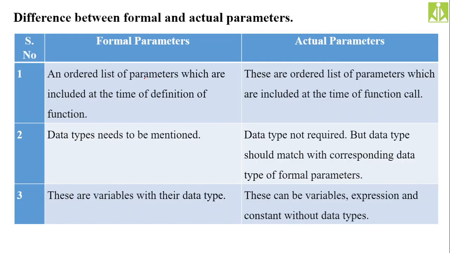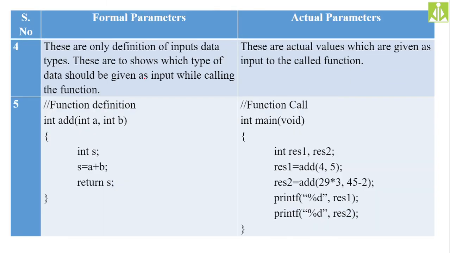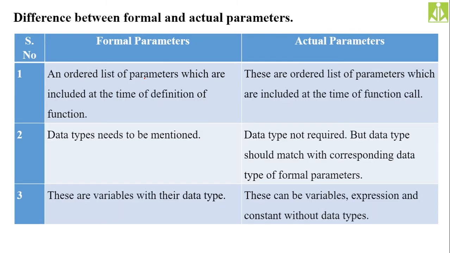So here are some of the differences we noted between the actual parameters and formal parameters. Formal parameters are an ordered list of parameters which are included at the time of definition of the function. Where you are writing the function definition, there we are specifying the formal parameters, and their count and order should match with the actual parameters. Type, count and order should match between the formal parameters and actual parameters.